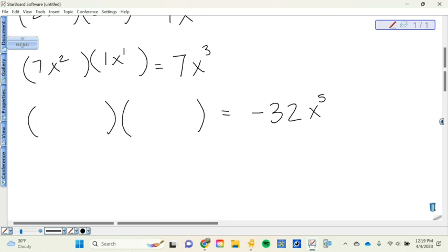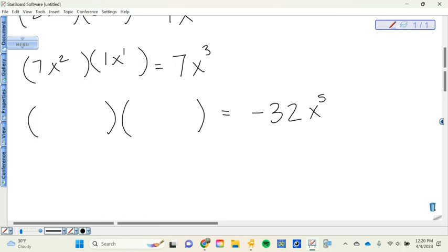Negative 32, but the rest looks good. There you go. Perfect. Wait, not quite. 9 times 4 is 36. Do you know that trick? You need to get to 32. Did you do 8 times 4? Oh, I'm sorry, I thought it was a 9. You need to get the x to the 5th. That's going to get you the x to the 6th.